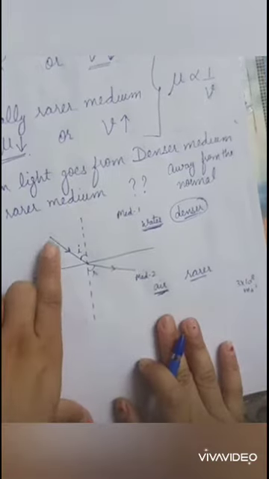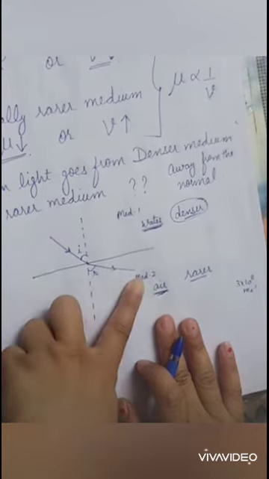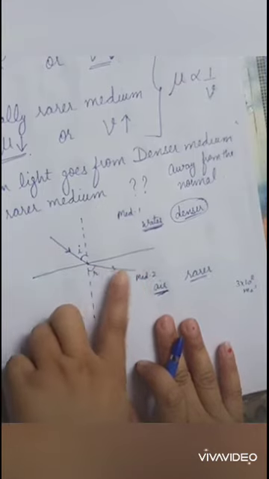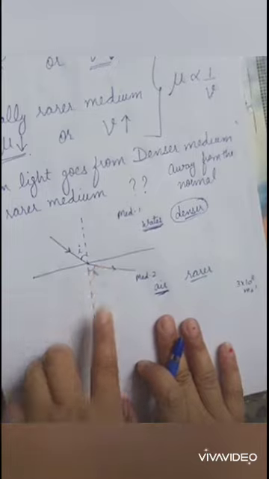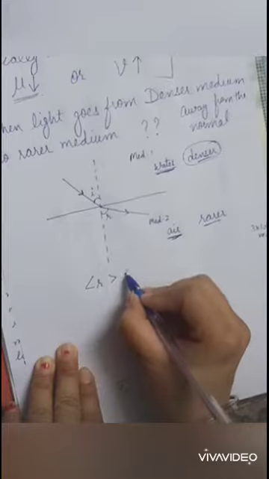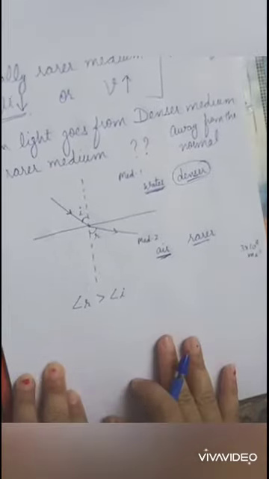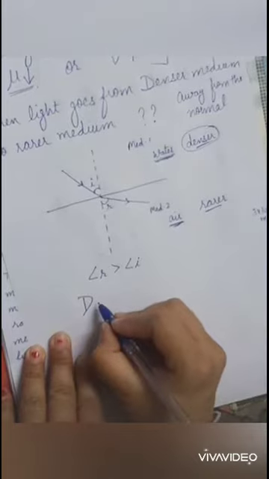When light goes from denser to rarer medium, then it changes its direction. It goes away from the normal. This is angle of incidence and this is angle of refraction. In this case, angle of refraction is greater than angle of incidence.